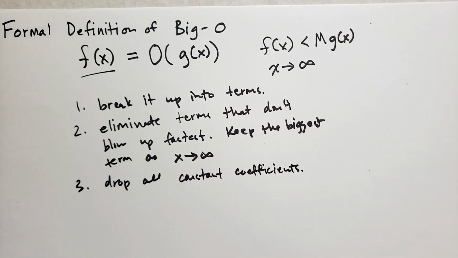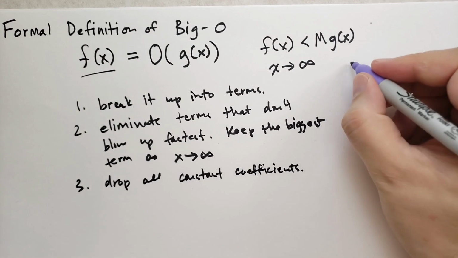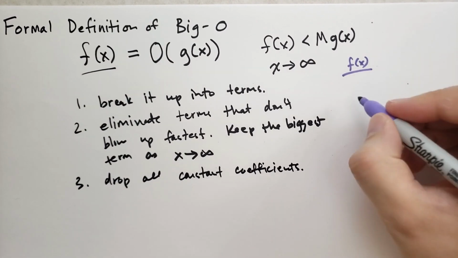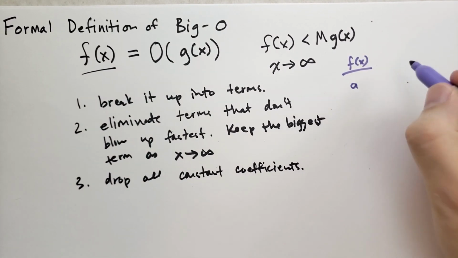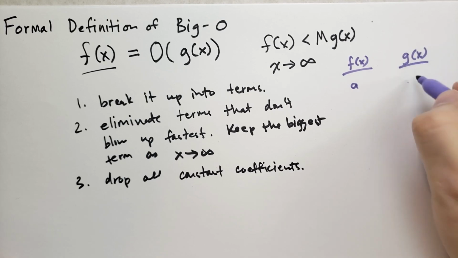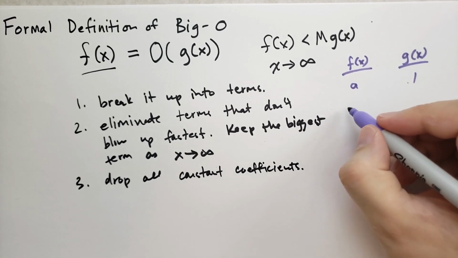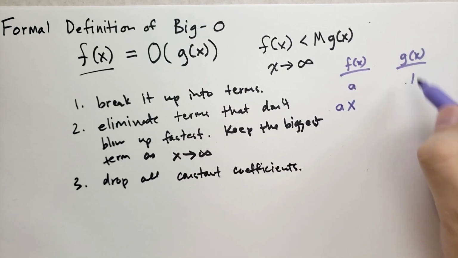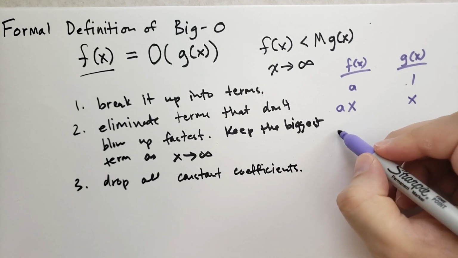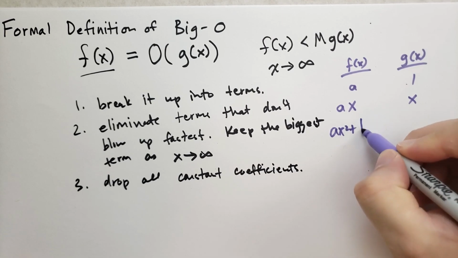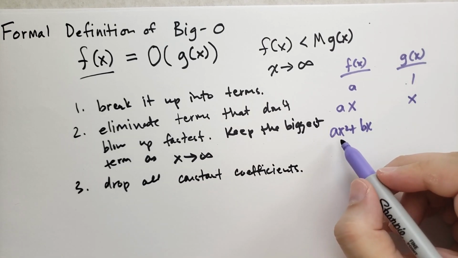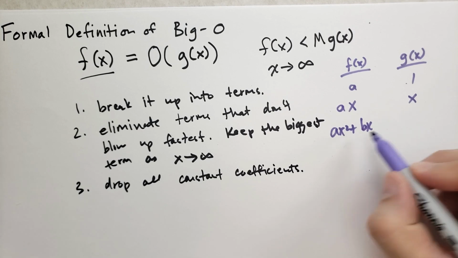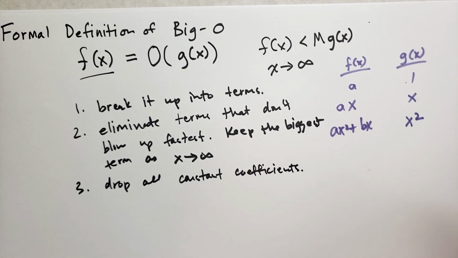Let's do some examples. So let's suppose our f of x is just a constant. It's like some number a. In that case, our g of x should be 1. If f of x is some constant times some variable, x, then our g of x is just going to be x. And if it's ax squared plus bx, well, this term is going to get bigger faster as x approaches infinity, so we'll keep that term and drop the coefficient, and that will be x squared.